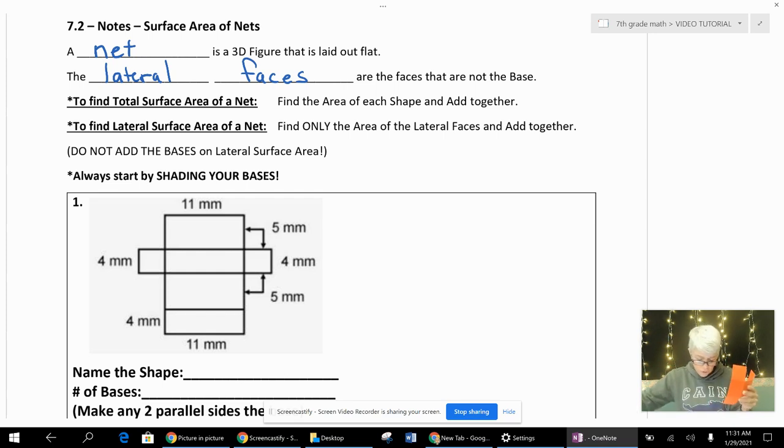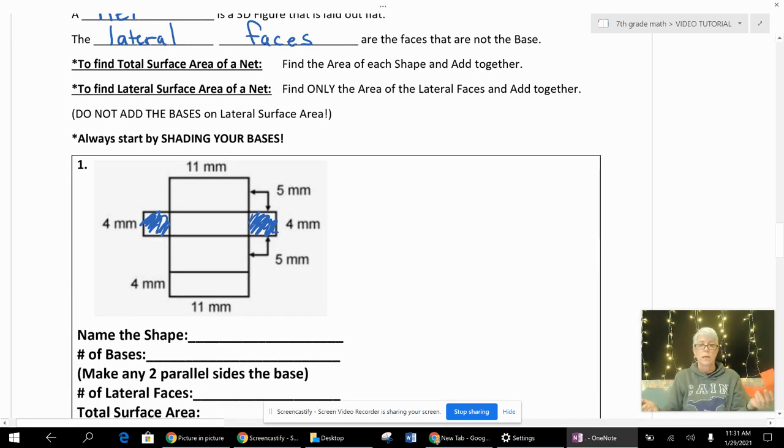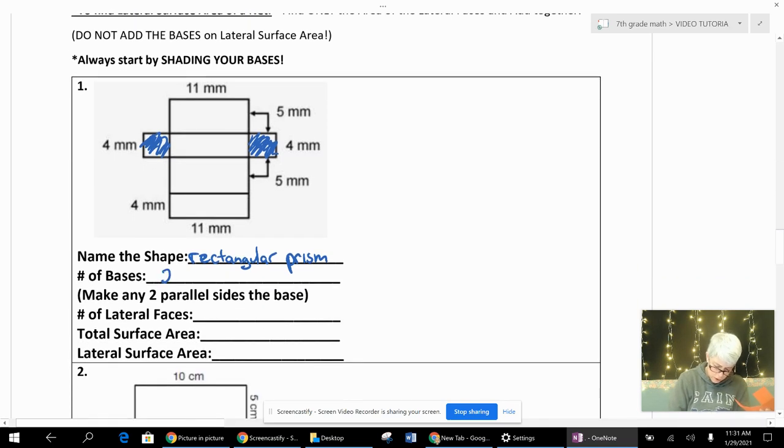All right, so on this first shape, I'm going to shade in this and this as my bases. So it'd be kind of like these two flappy parts out here. Now, first off, we're going to look at this. We're going to name the shape, and it is a rectangular prism because it has two bases. And we'll put that here, two bases.